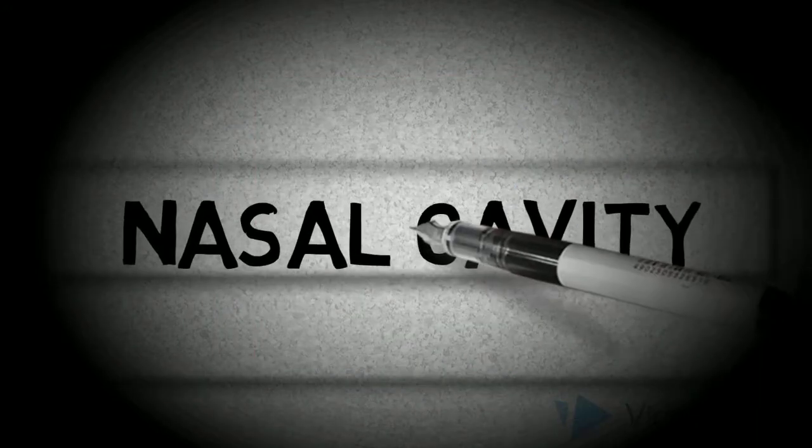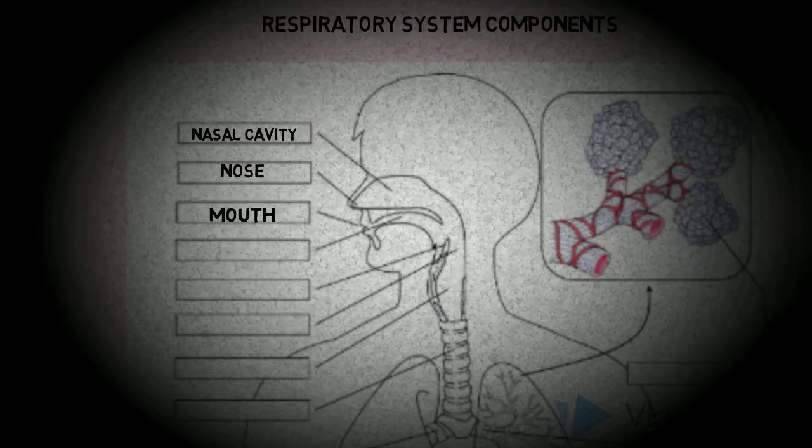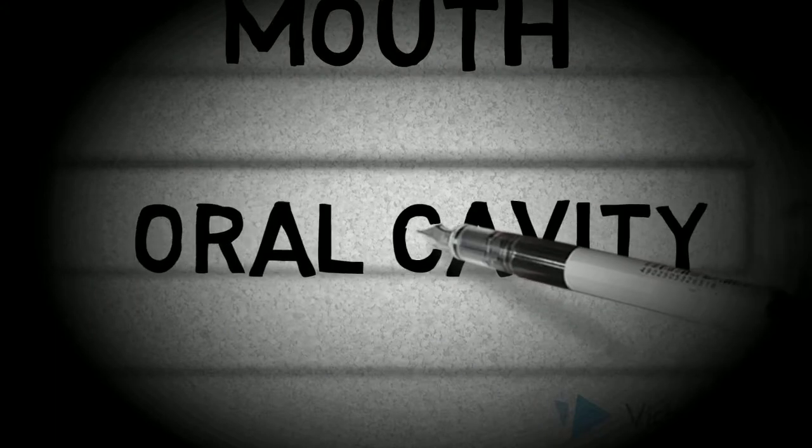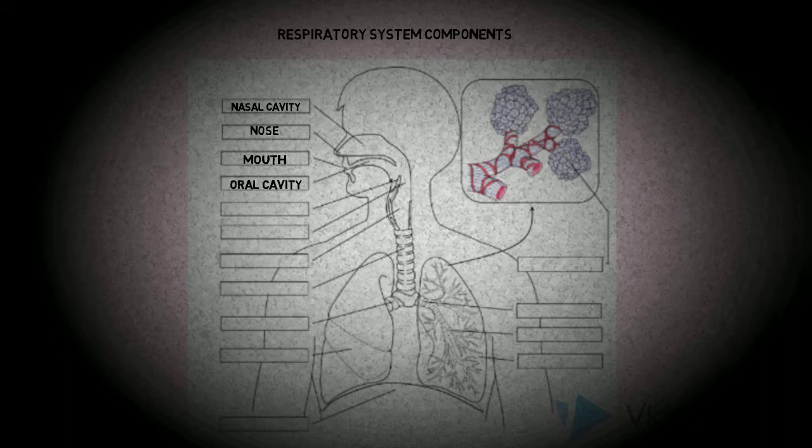So the first component is a nasal cavity, which is an air-filled space that helps with respiration and olfaction. Next is the nose and mouth, which are two ways that the air enters our body. The oral cavity consists of the lips, the teeth, and the tongue, especially the hard and soft palates.